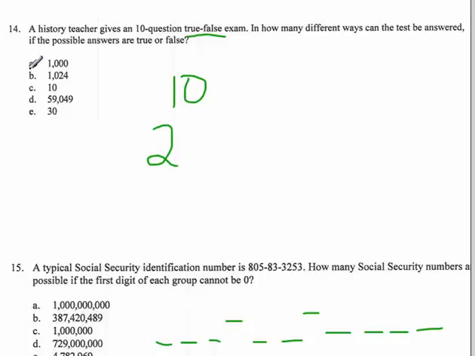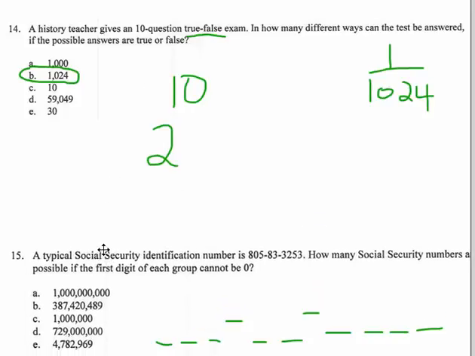So there are 1,024 ways to answer this question, guessing or otherwise, but there's only 1 out of 1,024 ways that you actually get them all correct. So the odds are not in your favor if you guess. You might want to study. On to number 15, right here.